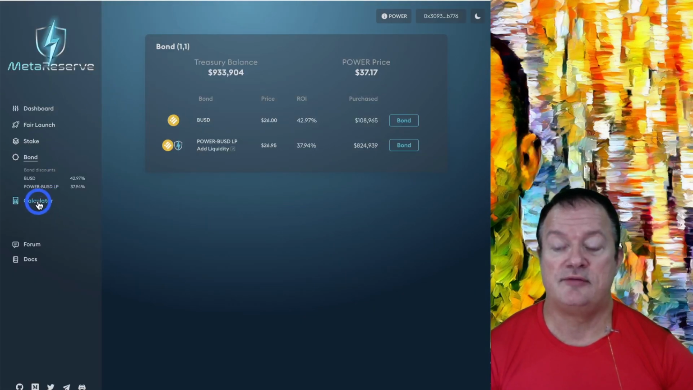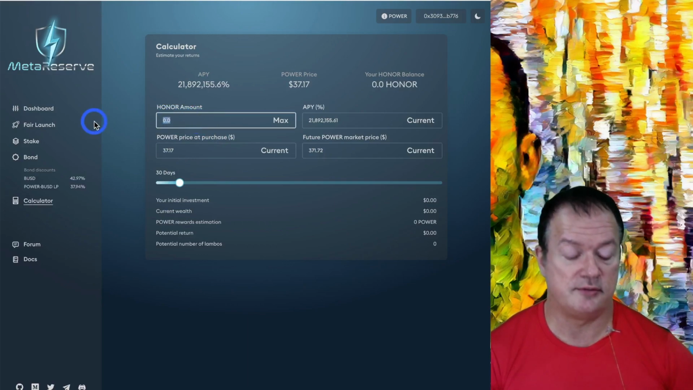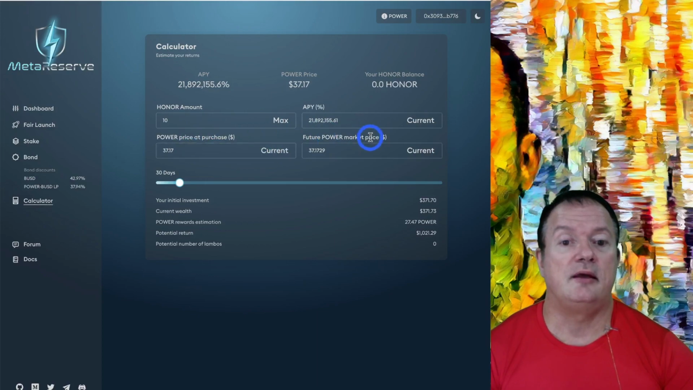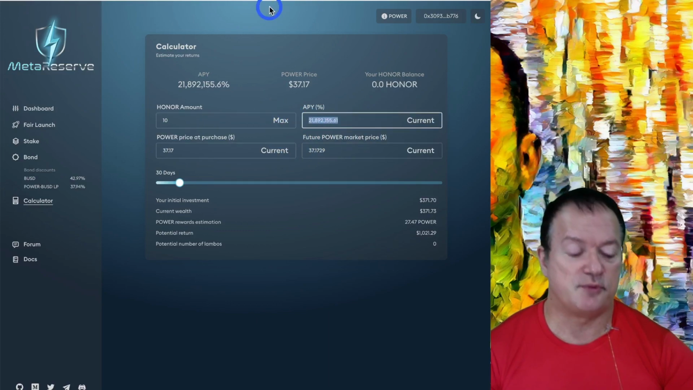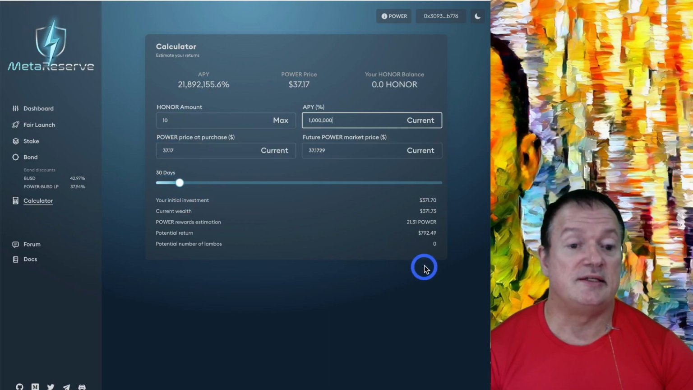Okay, and they also have a cute little calculator here. You can use that to estimate how much you're going to earn. So if you bought yourself 10 tokens at the current price, let's hit current here. Basically, we're using the current APY, but it's supposed to drop to around 1 million. So if we make it 1 million, and you stay staked for 30 days, your $371 if you bought 10 tokens at today's price would become $392.